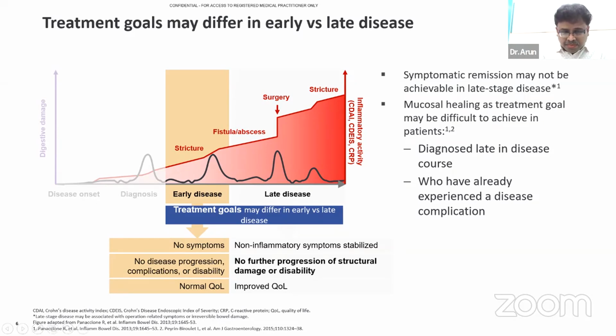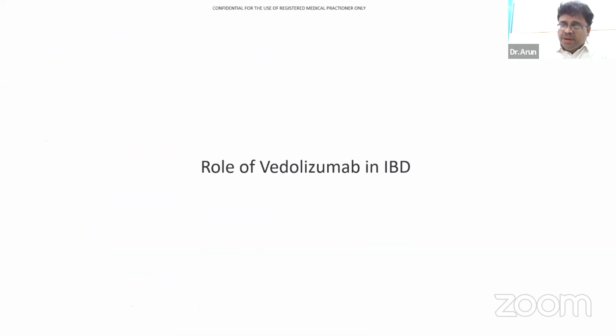Apart from that, if there are no symptoms, inflammatory symptoms are stabilized, there is no disease progression or complications, and there is normal quality of life, all these things in the late phase are what you are supposed to maintain. Symptomatic remission may not be achievable in the late phase of disease. Mucosal healing as a treatment goal may be difficult to achieve in patients who are diagnosed late and have already experienced a disease complication. So this is what we need to target when addressing a molecule in therapy.